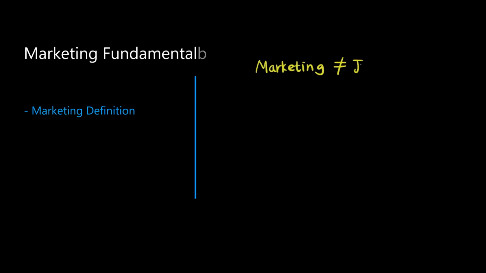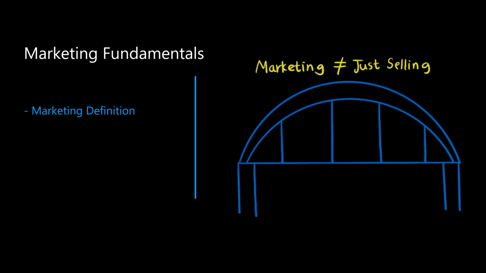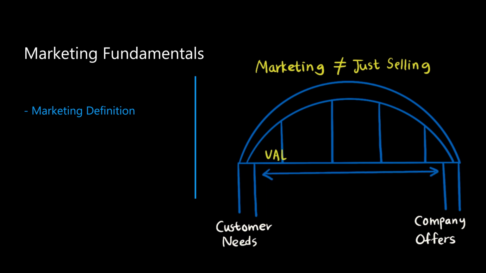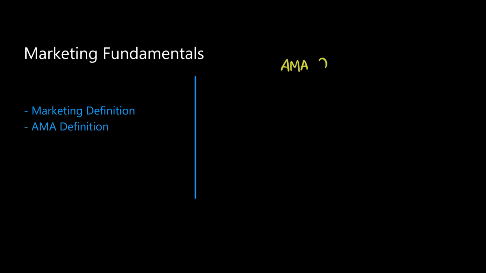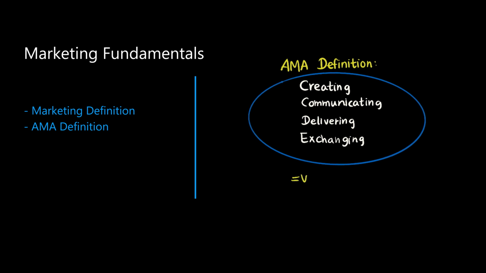Marketing is far more than just selling products. It's a sophisticated set of activities that creates value for both businesses and customers. Think of marketing as the bridge that connects what people need with what companies offer. When you understand marketing, you see that it's about creating exchanges where everyone wins. The American Marketing Association defines it as the activity, set of institutions and processes for creating, communicating, delivering, and exchanging offerings that have value for customers, clients, partners, and society at large.